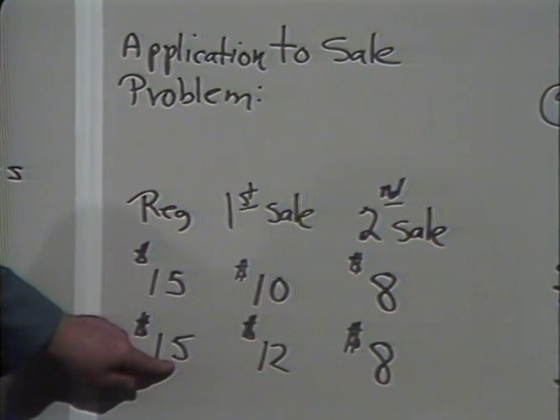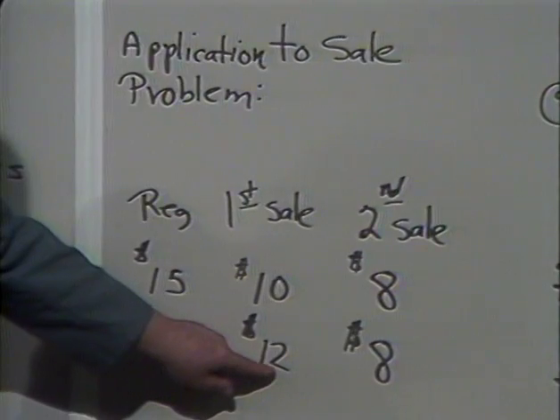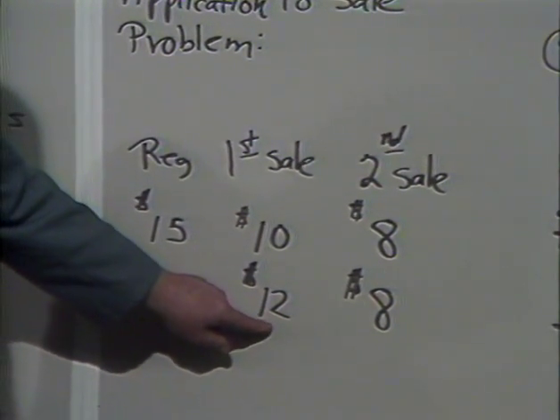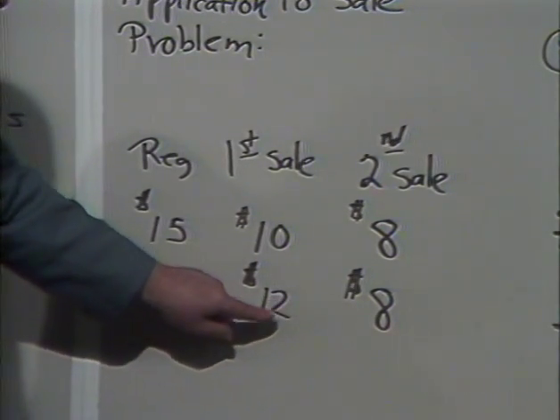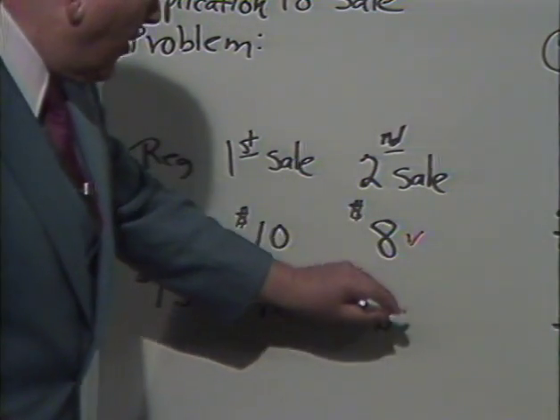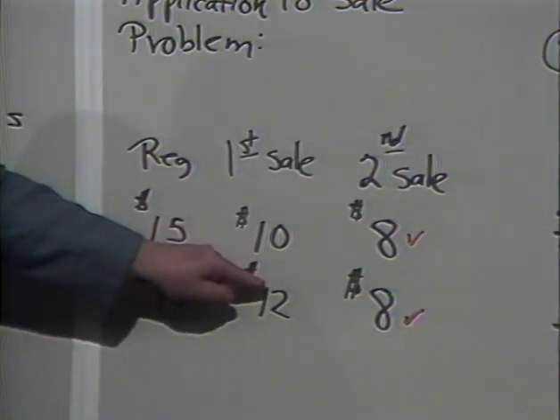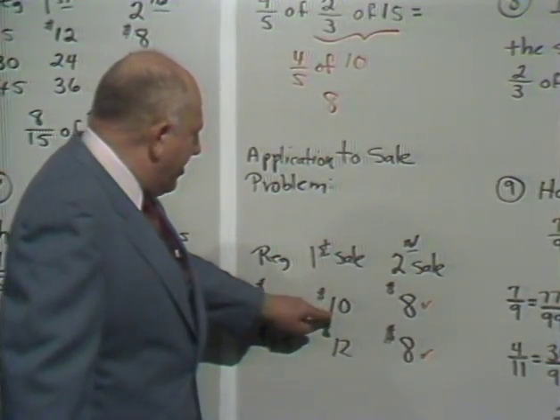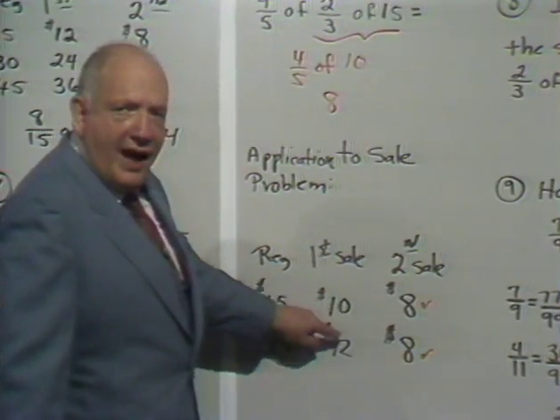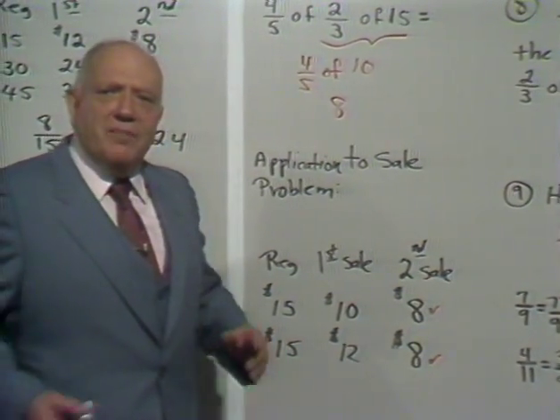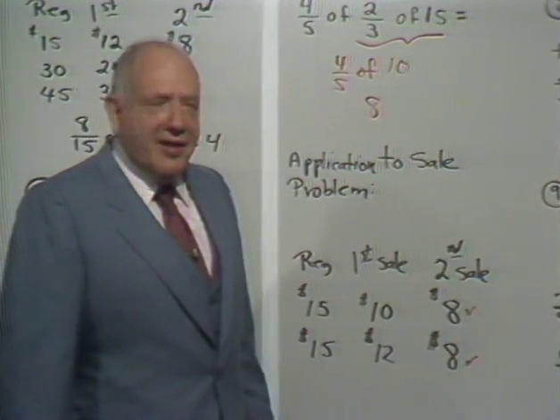Now let's do it the first way. We take 1/5 off of 15. 1/5 of 15 is 3. We take $3 off the 15. That leaves us with 12. Now we take 1/3 of the 12. That's 4. We subtract the 4 from the 12. That's 8. So both ways, we're paying $8. But do you notice that there is a difference, even though the answer is the same? Notice that at the end of the first sale, one way the price would be $10, the other way the price would be $12. The end result would be the same, but the process is somewhat different.